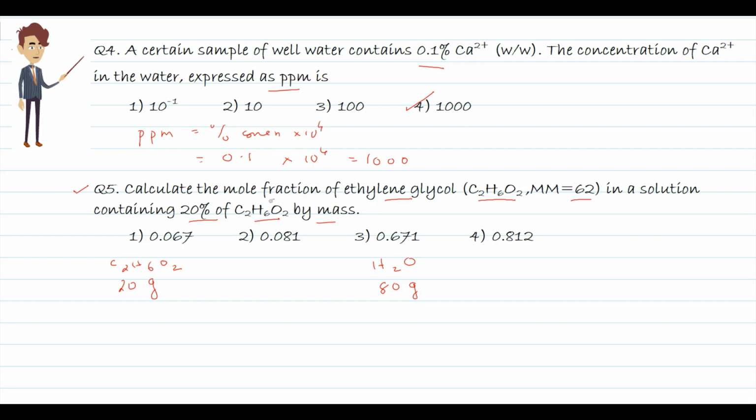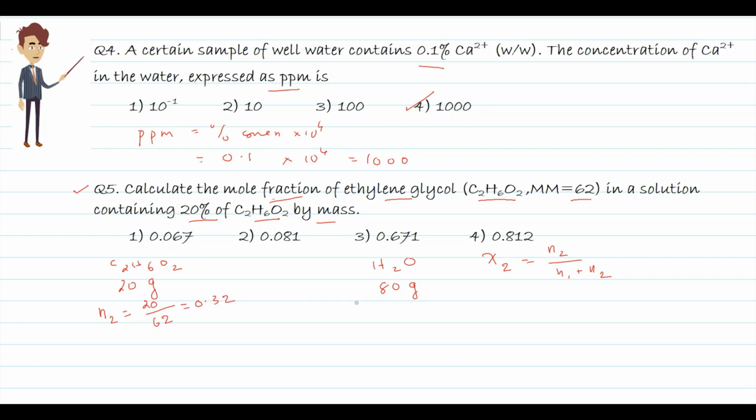We have to calculate the mole fraction of ethylene glycol. Ethylene glycol is the solute. So we have to find out the chi2 value. Chi2 is equal to n2 divided by n1 plus n2. n2 is the moles of solute, that is ethylene glycol. Its value is obtained by dividing the mass of ethylene glycol with its molar mass 62 given in the question. Result is 0.32.